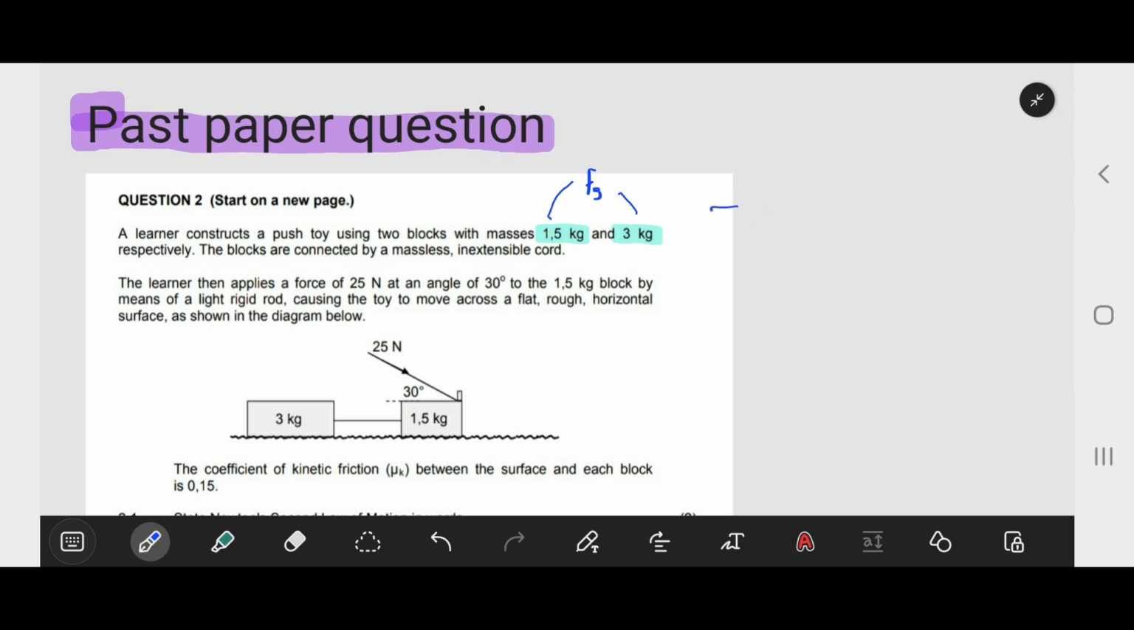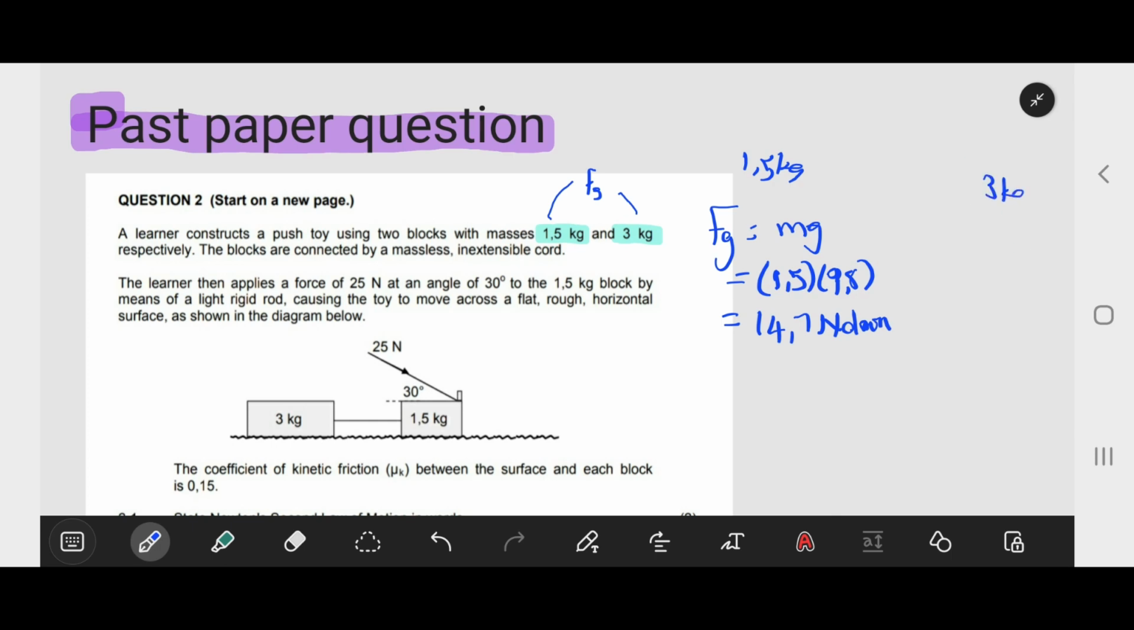So Fg for the 1.5 kg block is equal to mg, which is 1.5 multiplied by 9.8, and that will give us 14.7 newtons downwards, right? So that is our gravitational force for the 1.5 kg.